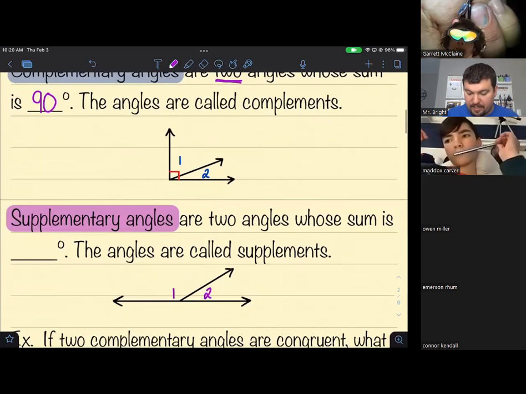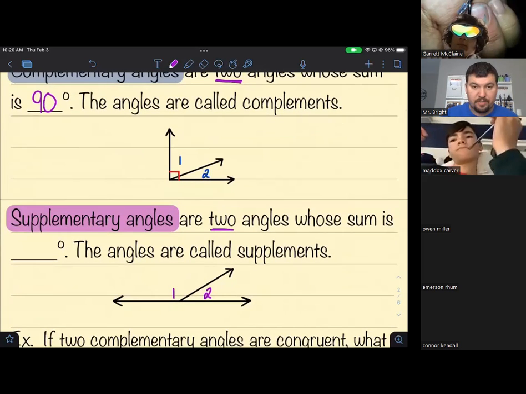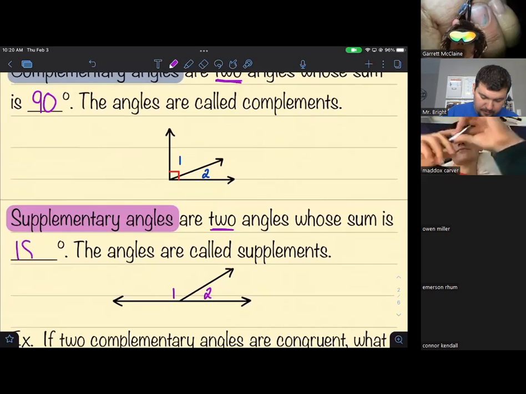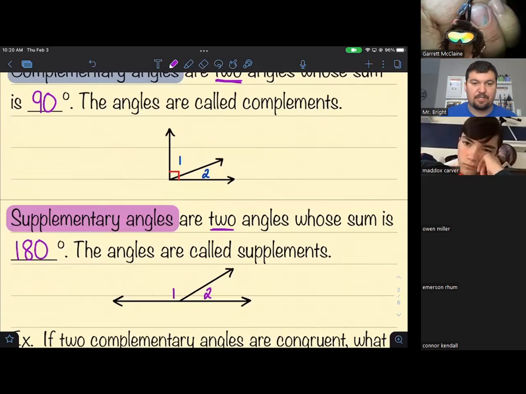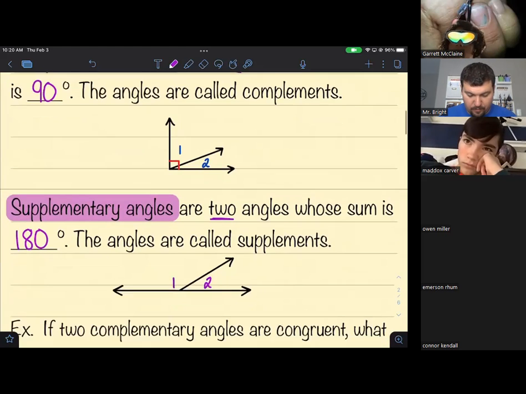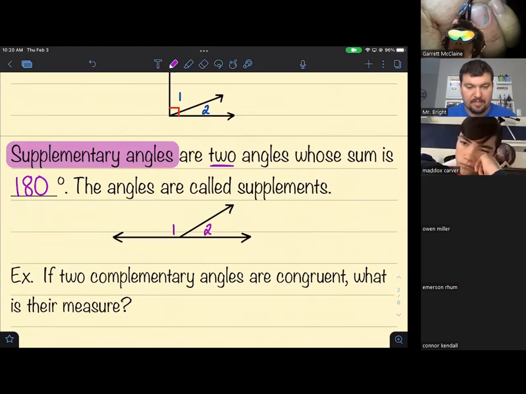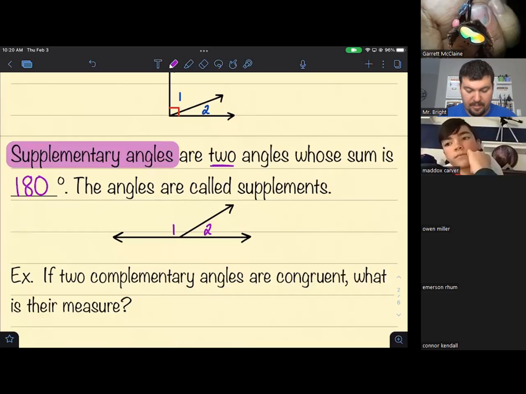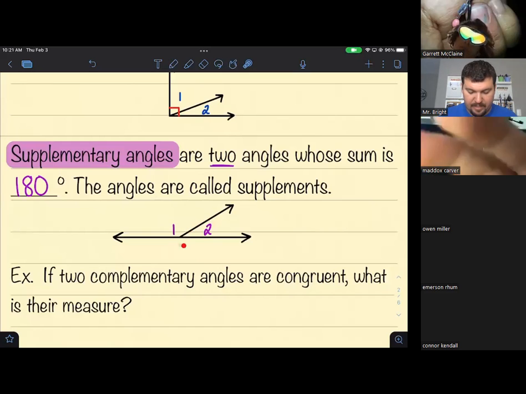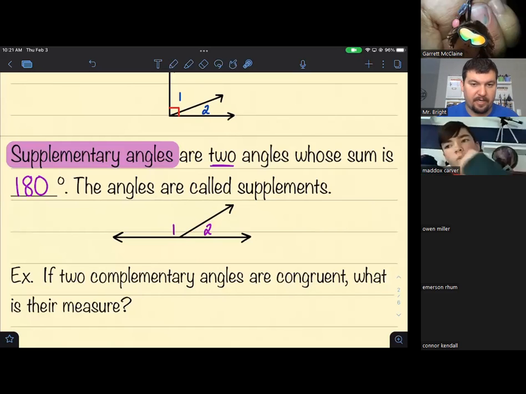Supplementary angles are, again, two angles whose sum is 180 degrees. A 180-degree angle is a straight line. These two angles, because they form a straight line, would be supplementary because they're going to add to 180 degrees. However, again, they don't have to be adjacent. They don't have to share a common side and a common vertex. They could be completely separated and still add up to be 180, and we would say they're still supplementary.